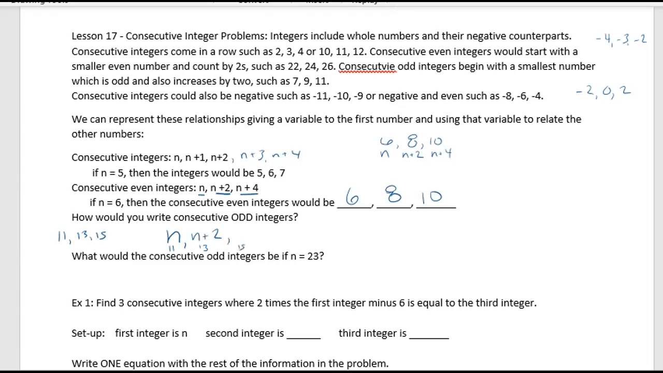How much would I have to add to 11 to get 15? I have to add 4. So it's still the same as the even ones, n plus 2, n plus 4. It's just that we started on an odd number instead of starting on an even number. So what would the consecutive odd integers be if n equals 23? Well, if we use our formulas, we have n is 23. So the next one would be n plus 2, 23 plus 2, 25. And then n plus 4, 23 plus 4 more is 27.